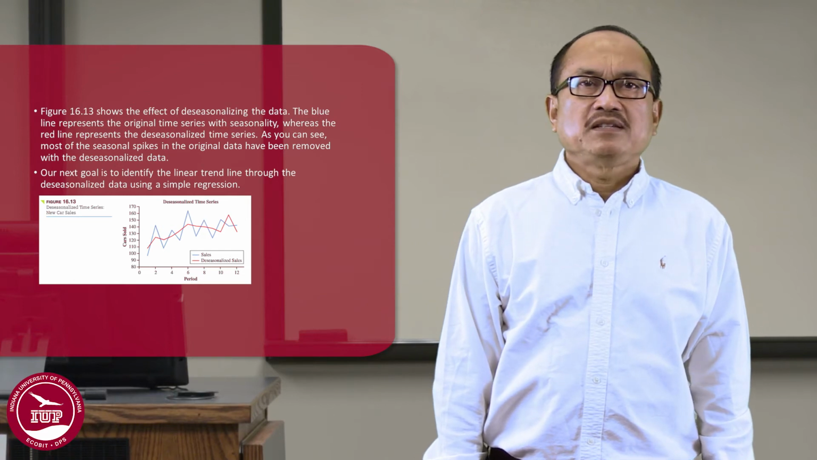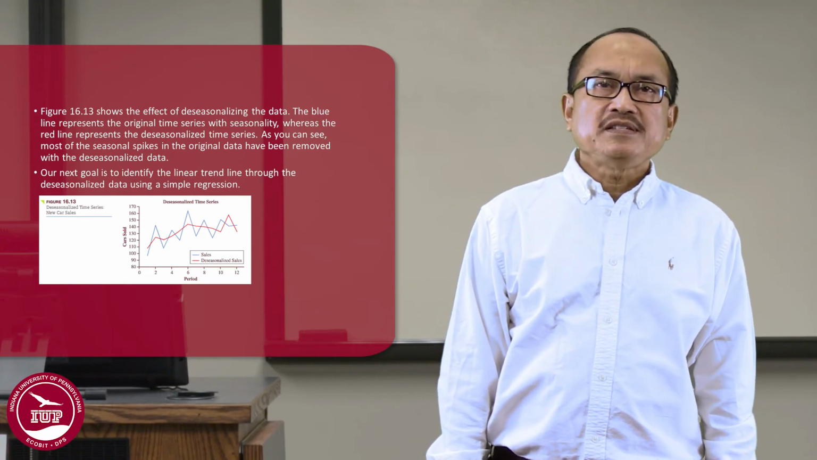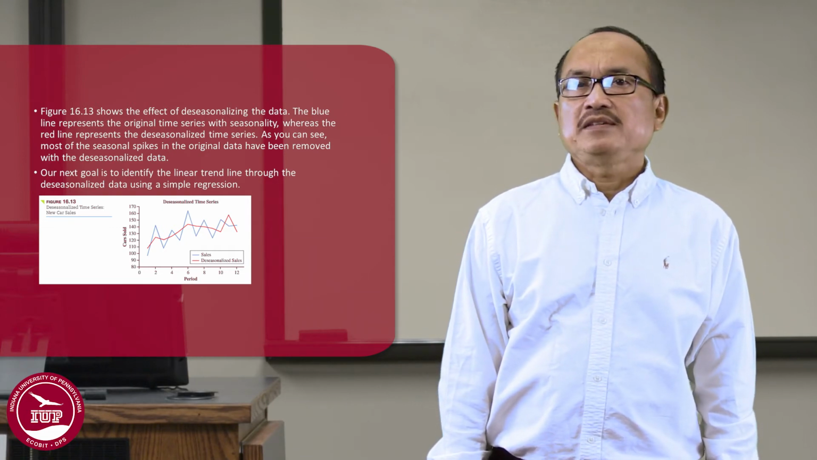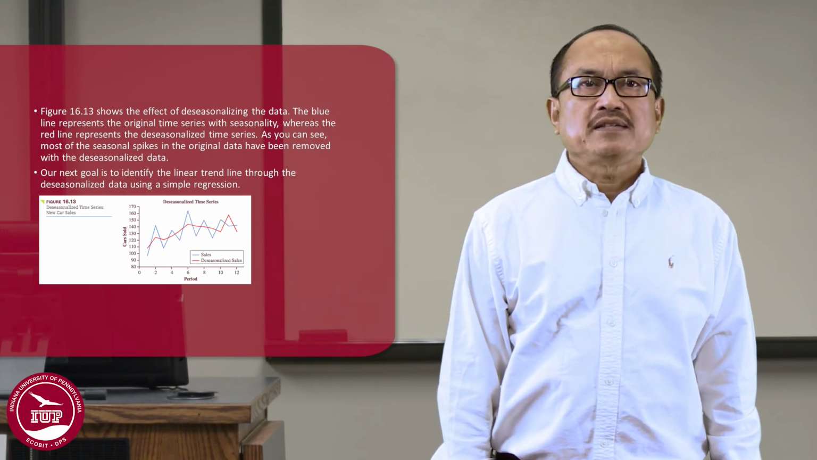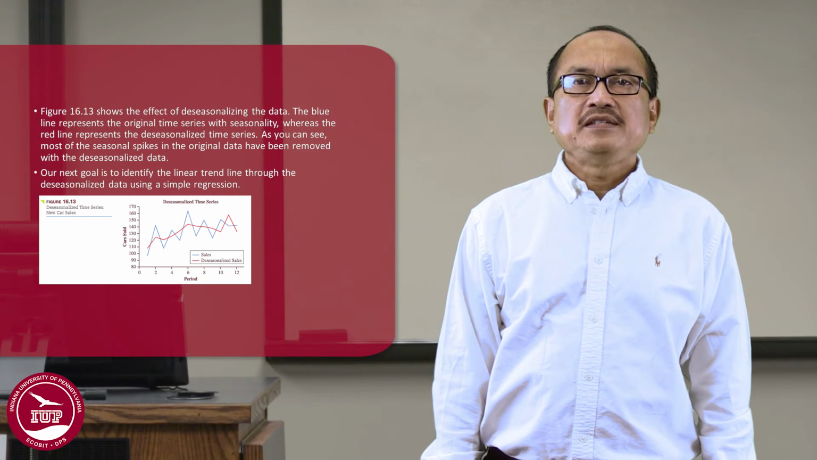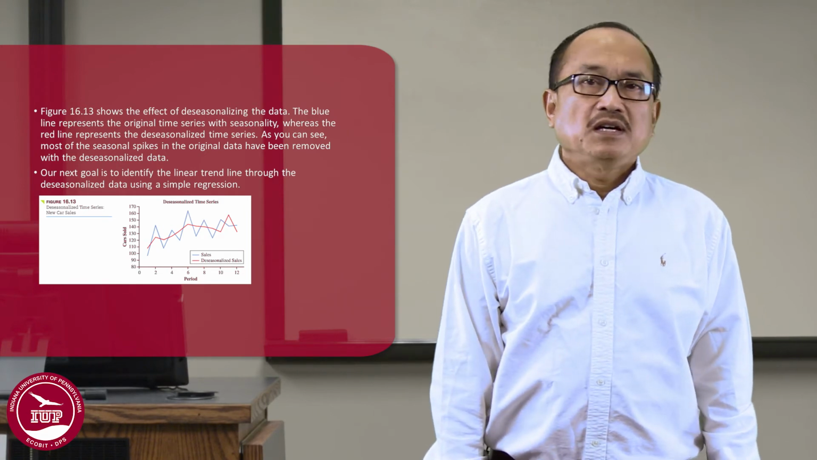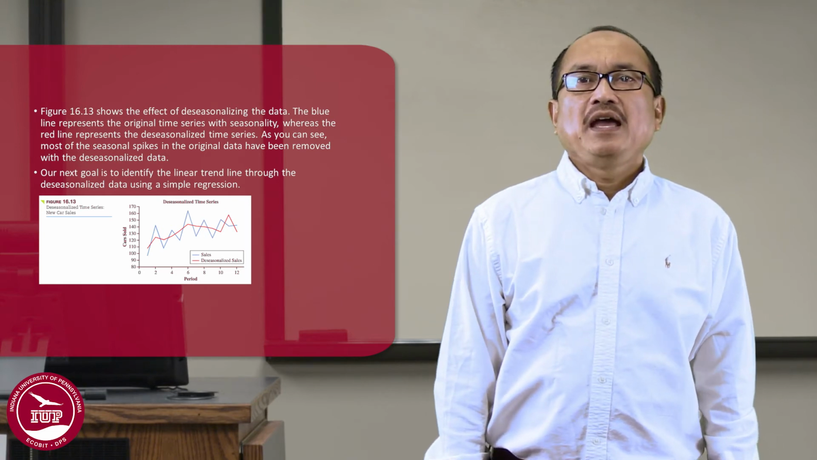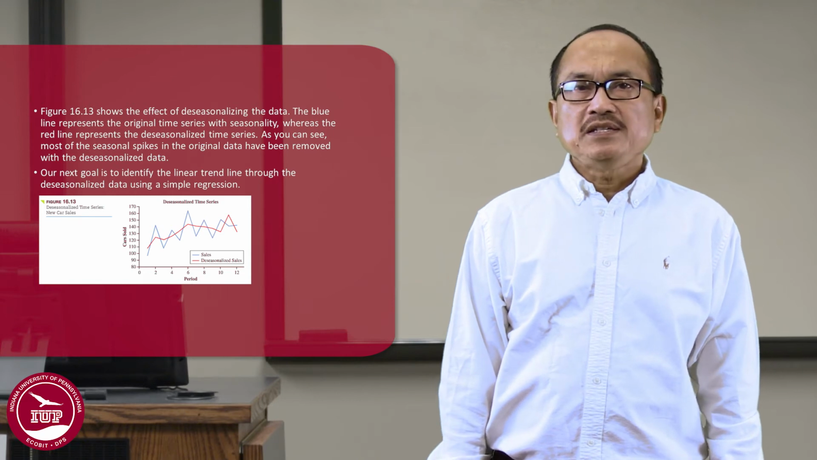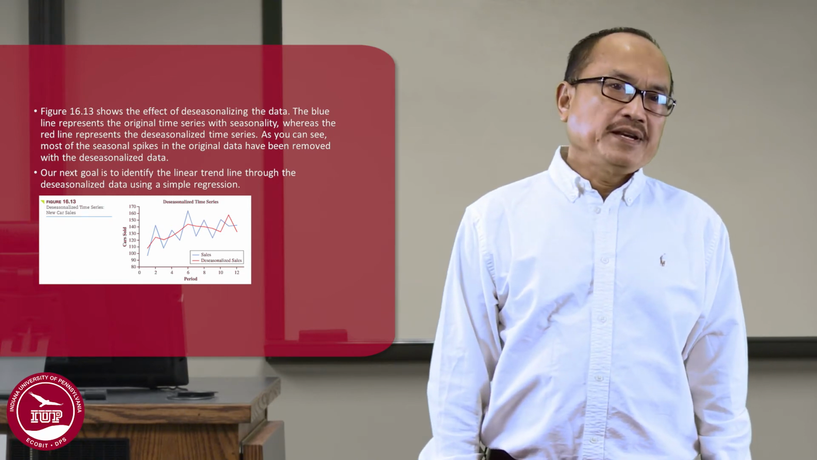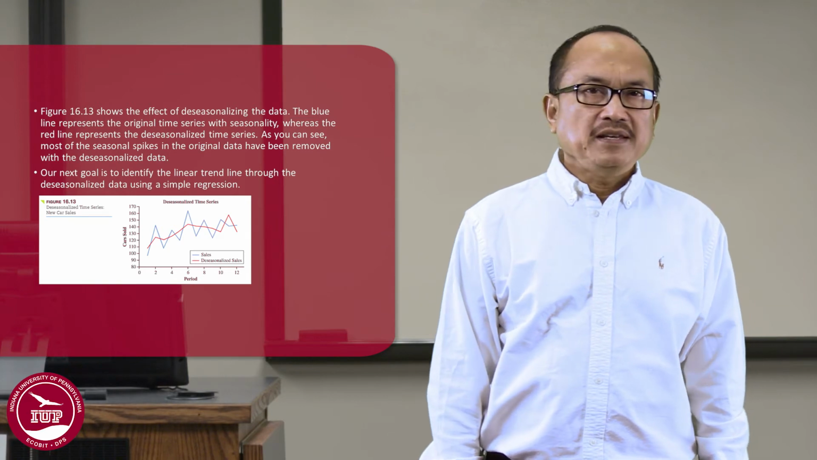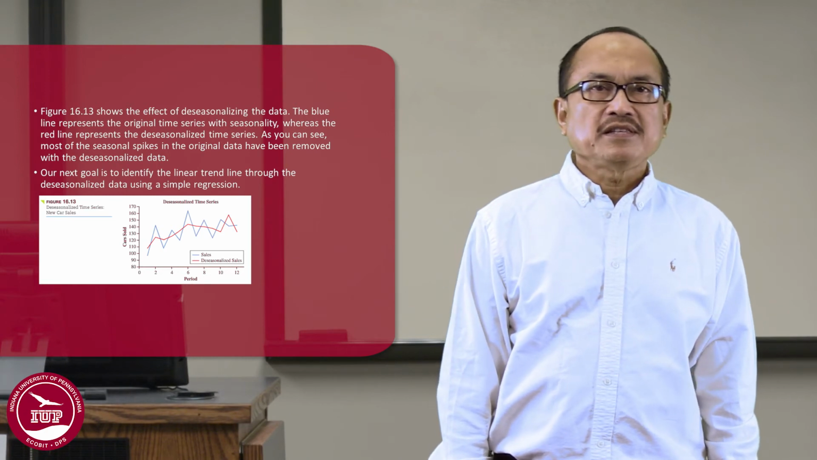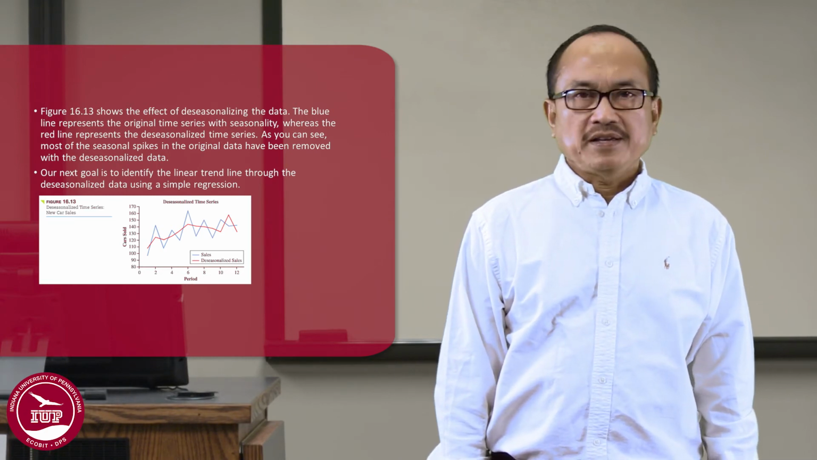Figure 16.13 shows the effect of deseasonalizing the data. The blue line represents the original time series with seasonality, whereas the red line represents the deseasonalized time series. As you can see, most of the seasonal spikes in the original data have been removed in the deseasonalized data. Our next goal is to identify the linear trend line through the deseasonalized data using a simple regression.